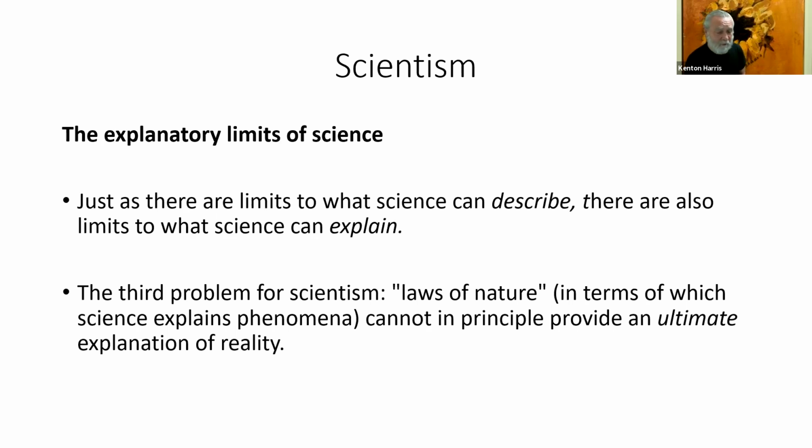The third problem that Feser points out with scientism is the explanatory limits of science. Just as there are limits to what science can describe, there are also limits to what science can explain. So it's not going to be exhaustive, right? Science is going to be able to explain some things, but it's not going to be exhaustively explanatory. And so those explanations have to be provided by some other form of rational inquiry if they're to be provided at all. So for the third problem of scientism, he points to laws of nature, in terms of which science explains phenomena. But what Feser is pointing out is that laws of nature cannot in principle provide an ultimate explanation of reality. And why is this?